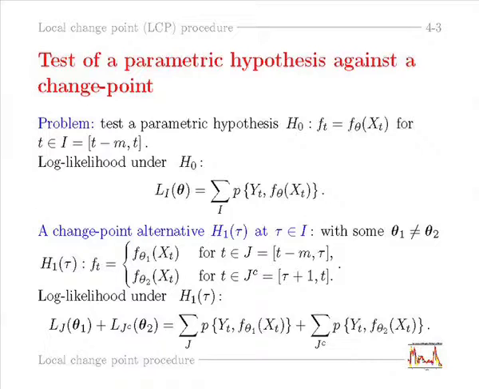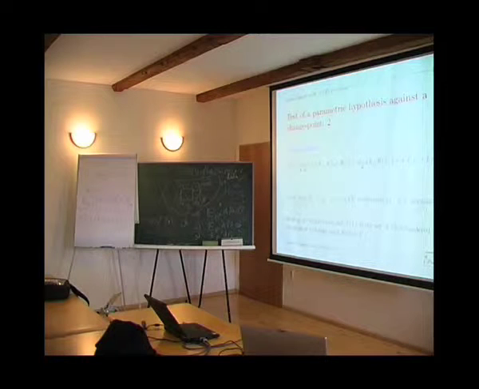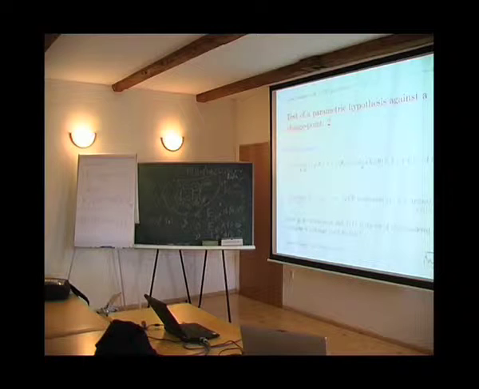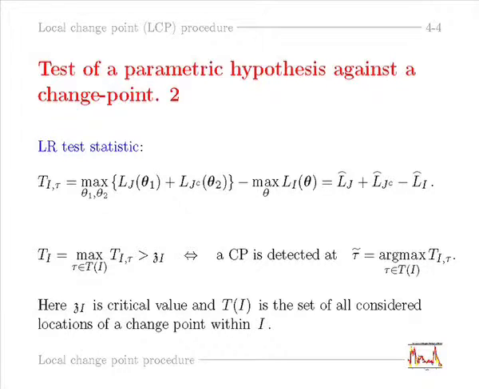Now what is the test? This test is a so-called likelihood ratio test. You maximize under the alternative over the couple of vectors theta 1, theta 2. This is the fitted log likelihood under the alternative. This is the fitted log likelihood under the null hypothesis, and you look at the difference. If the difference is significant, then we say the change point is detected. This means that the change point alternative fits the data much better than the constant parametric specification.